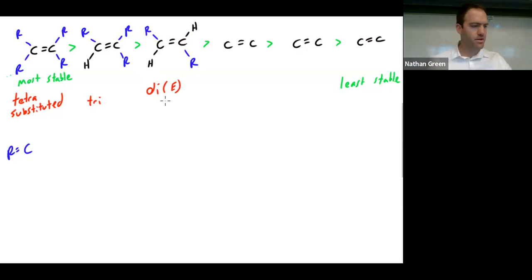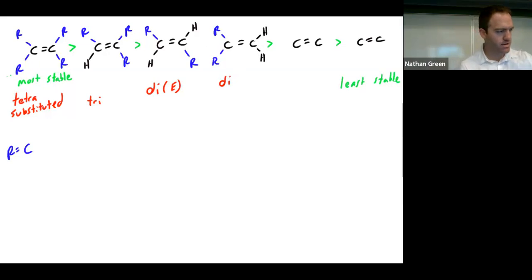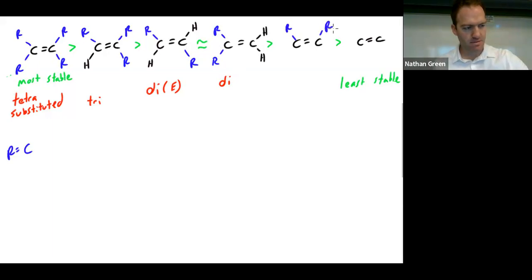I think Khaled brought up earlier, what if you have a di substituted alkene, but they're on the same side of the molecule? That would look like this, right? So the R groups could switch, or in this case, the hydrogens could switch. There's no E or Z there. This is di substituted as well, and it's really about the same stability. They're roughly equivalent, depending on what's going on here. This could be a little less stable. Either one of these are definitely more stable than if the two R groups are on the same side.